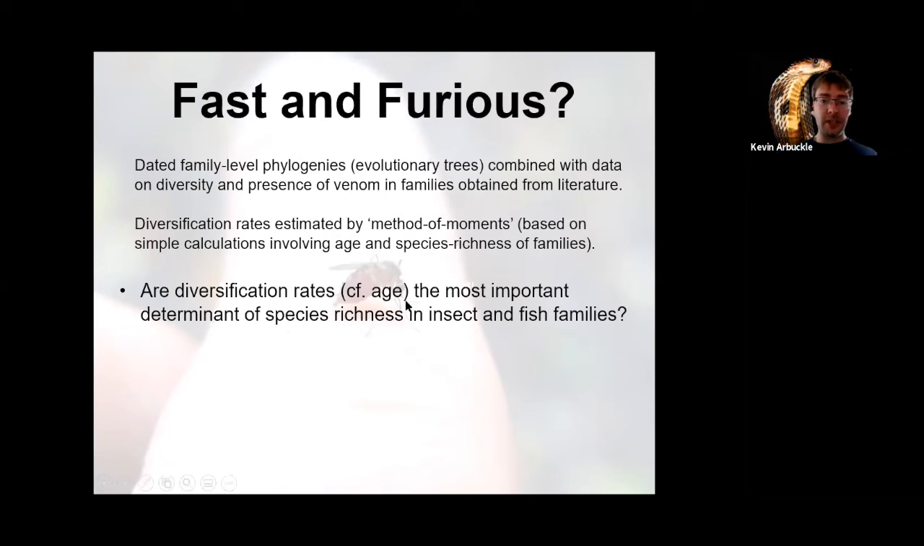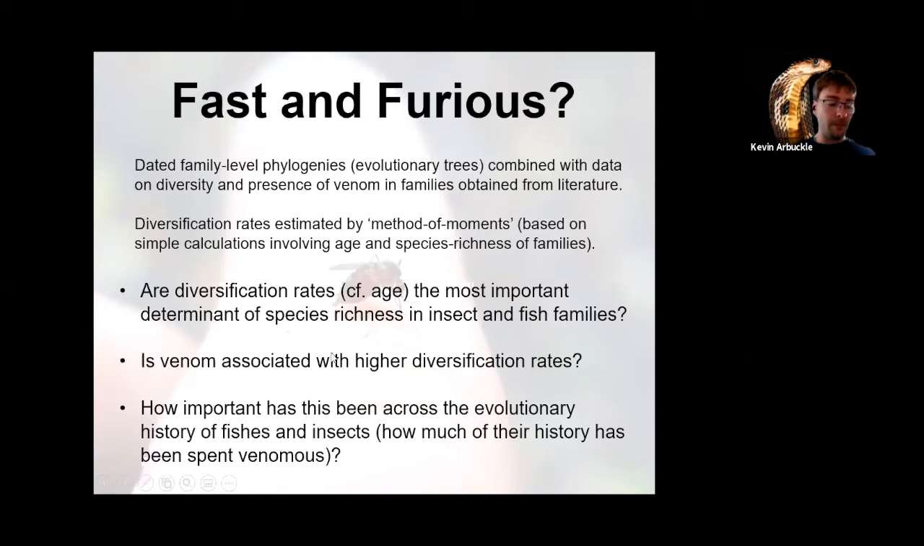Firstly, are diversification rates the most important determinant of species richness in insect and fish families? Because if it's mostly to do with age, then venom doesn't have the opportunity to have much effect. Secondly, is venom associated with higher diversification rates? So do we find this pattern again? And if we're thinking that venom may have played a role in generating the diversity of fishes and insects, there's no point in that just being a tiny little proportion of the history. So it has to be over quite a large proportion of the evolutionary history for that to be important. So we tested these 3 questions.